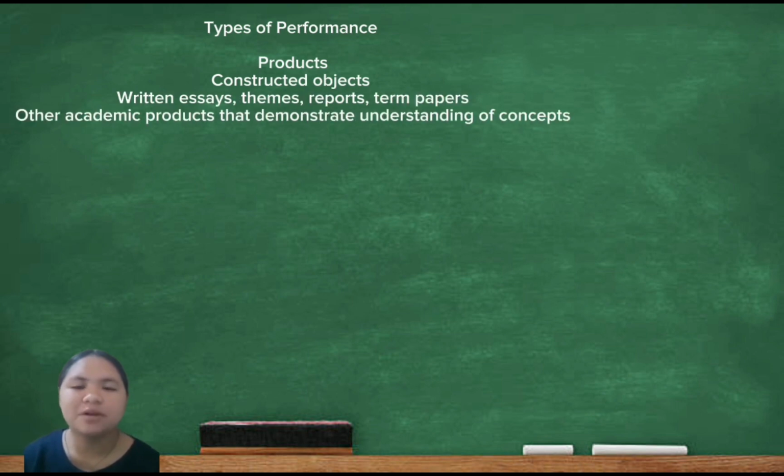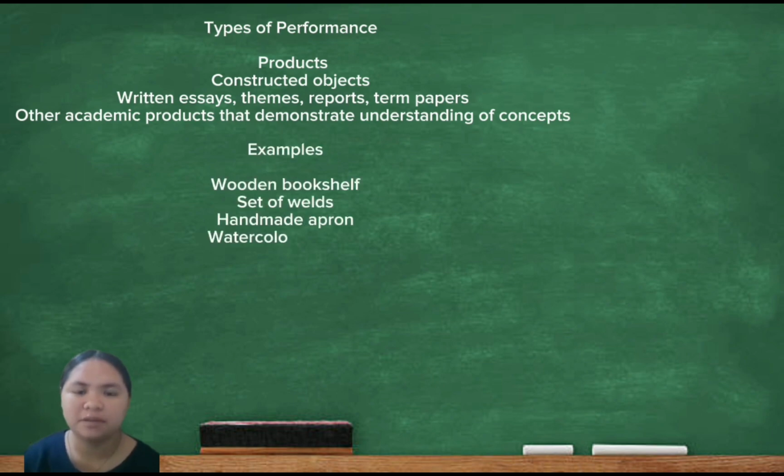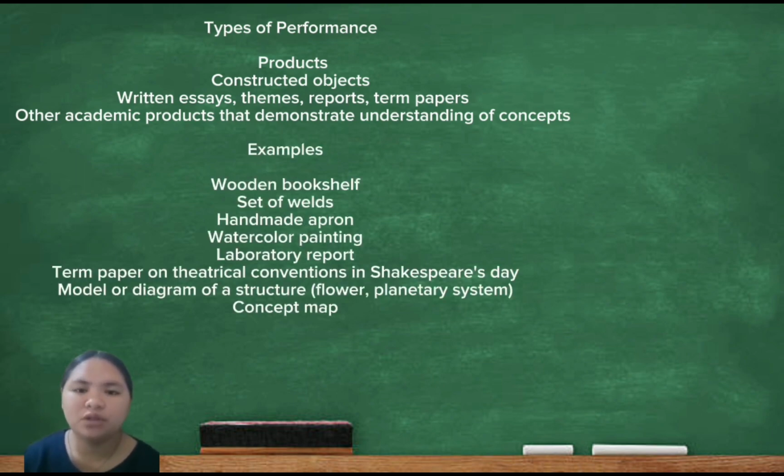Next are the types of performance of product-oriented assessment. First are constructed objects, written essays, themes, reports, term papers, and other academic products that demonstrate understanding of concepts. For example: wooden bookshelf, set of wheels, handmade apron, watercolor painting, laboratory report, term paper on theoretical conventions in Shakespeare's day, model or diagram of a structure, flower, planetary system, and lastly, concept map.